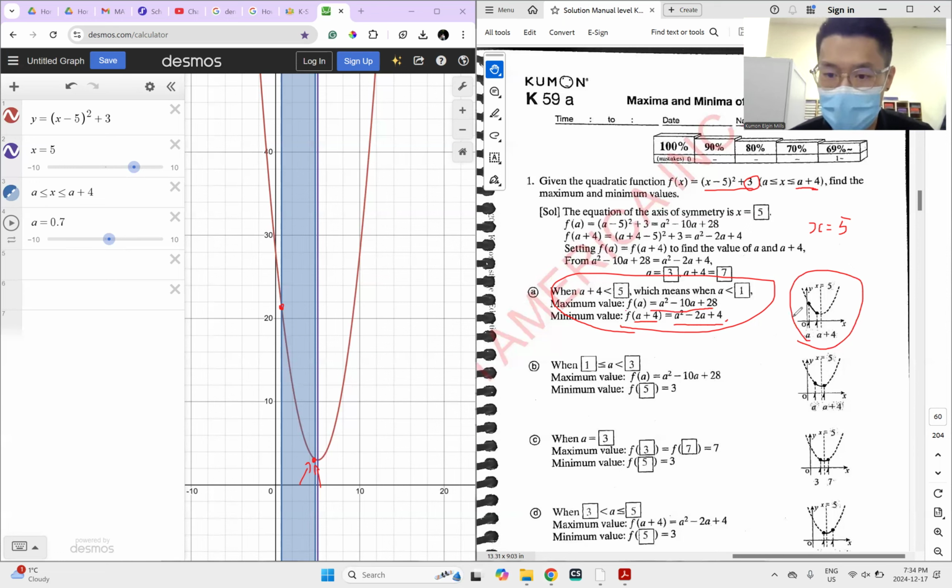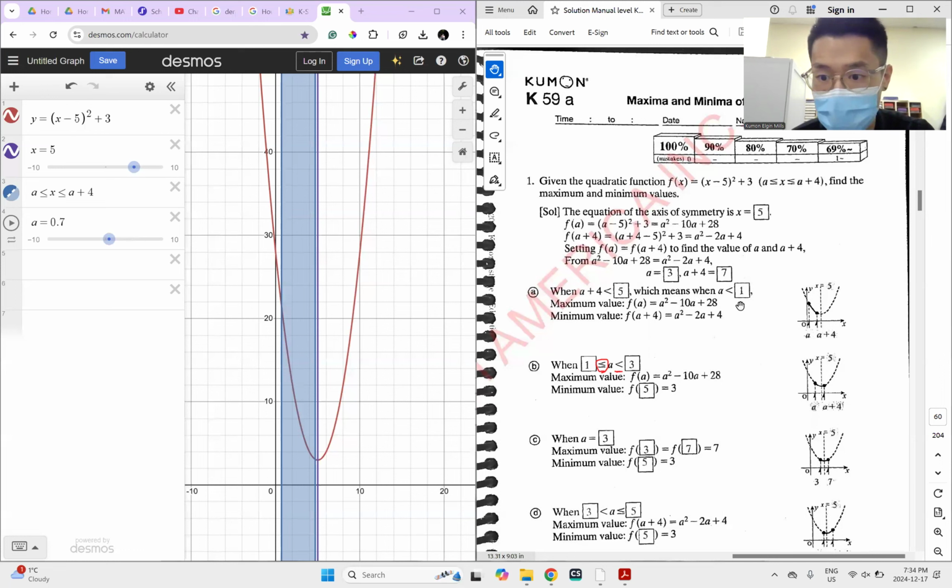Now it's the second scenario. Okay, let's take a look at the second scenario. The second scenario is telling me that when a is between 1 and 3, and mind you, the reason why here this is actually smaller or equal, or actually greater or equal to it, but this one is smaller. So watch the graph now, okay?